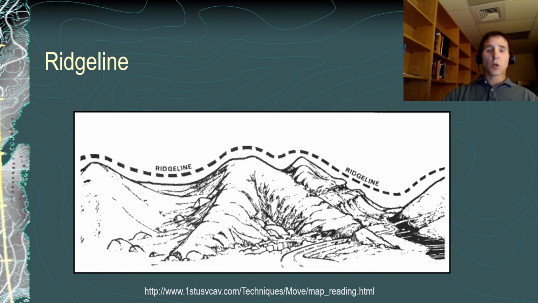When you have a ridge with multiple saddles in it, you have a ridge line. So here are our high points, and here are low points. These are the saddles.